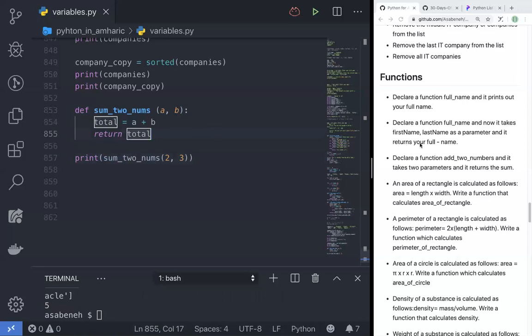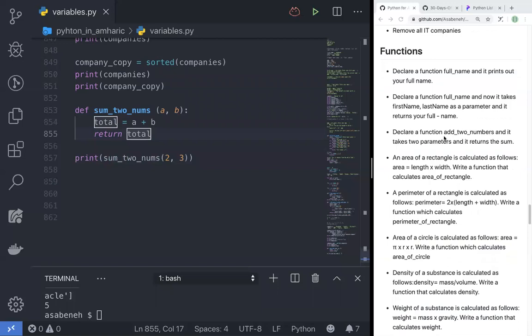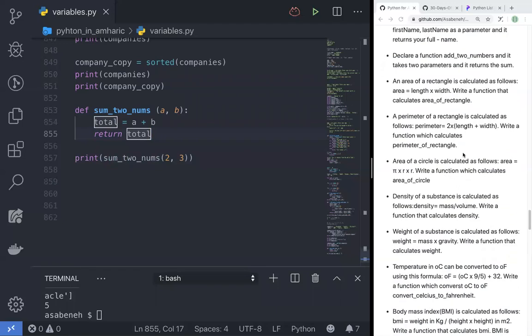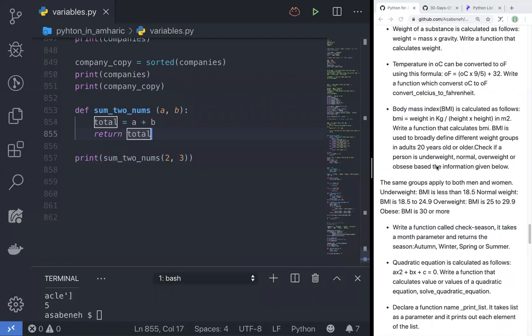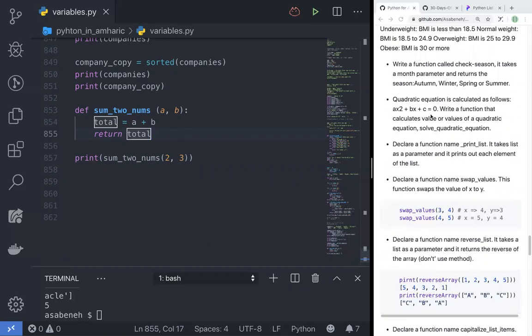That's okay. Declare a function full name and it prints out your full name. Yeah, so easy, right? A function full name, and now it takes first name and last name as parameters, and it returns your full name. Then area of rectangle, perimeter of rectangle and so on. That's too easy for you. And let's go down to the quadratic equation and try it.